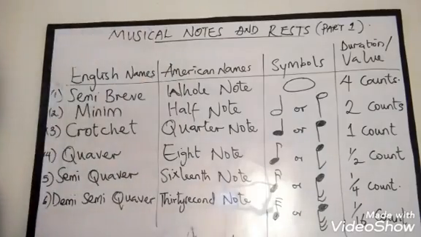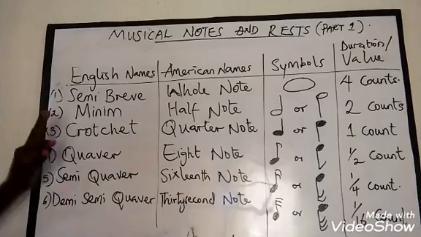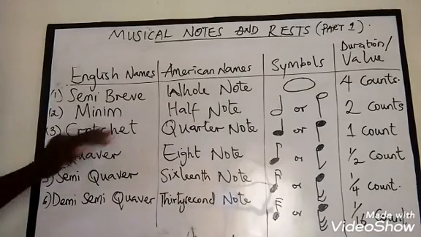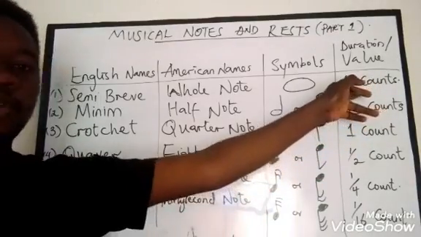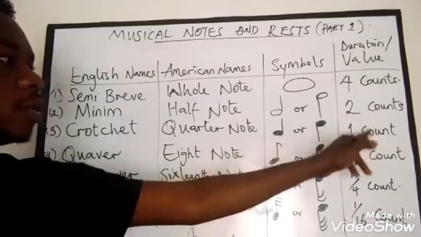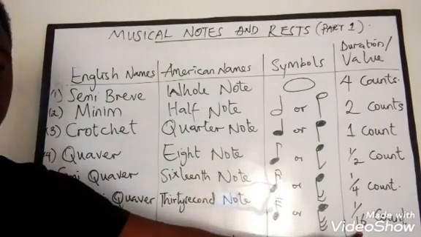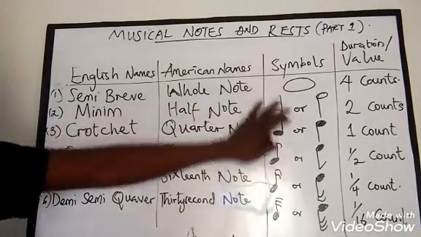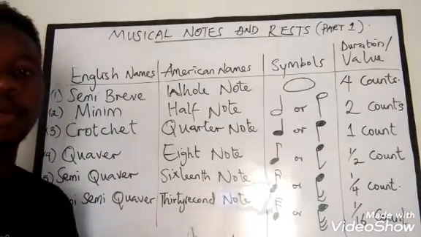So these are all the basic musical notes you need as a beginner. Okay, the semibreve, the minim, crotchet, quaver, semiquaver, and demisemiquaver. Semibreve is 4 counts, 2 counts, 1 count, half count, 1/4 count, 1/16 count. Okay, so try and study the pictures, the symbols of each musical note, because we're going to use them in the next part, part 2.